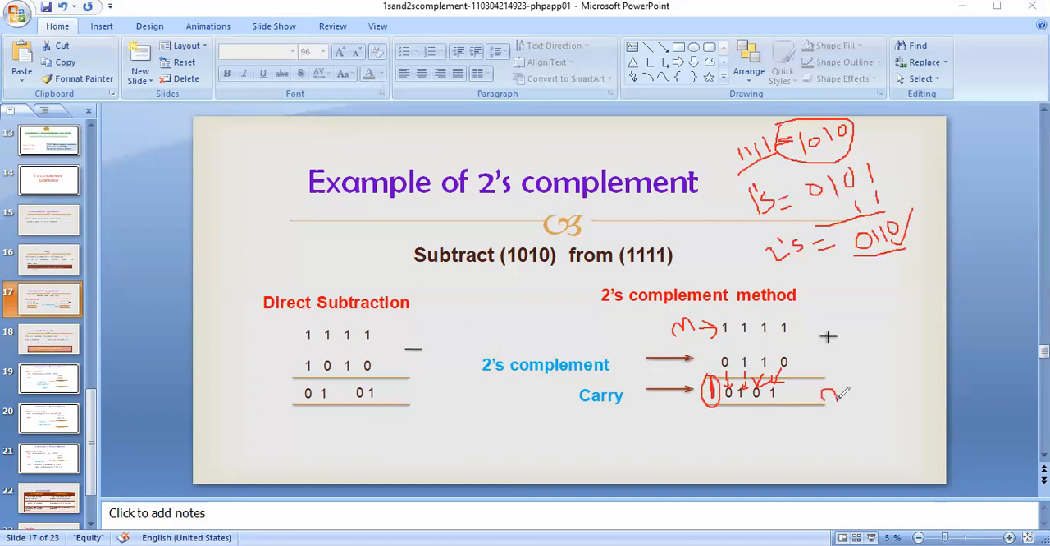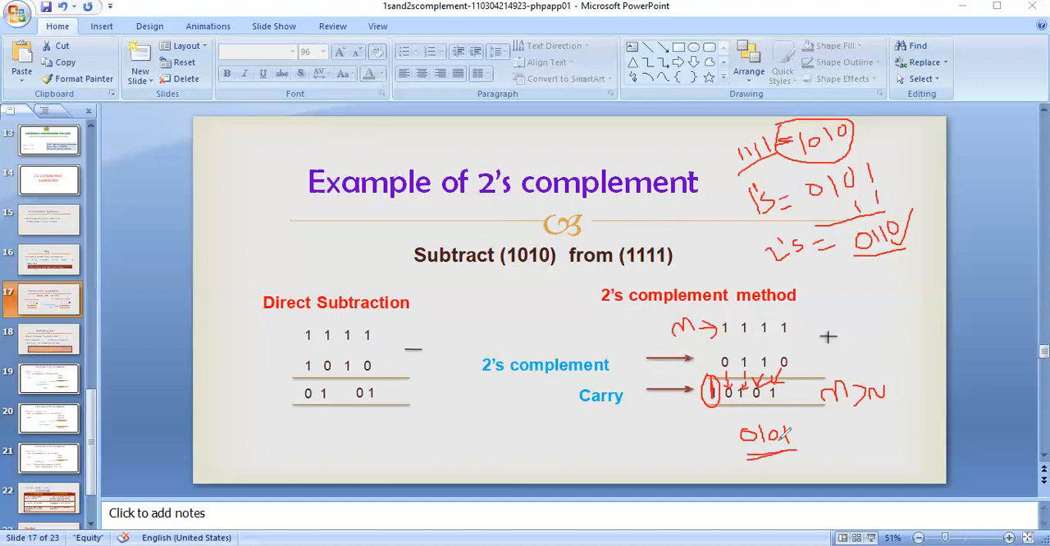If there is an end carry in the result, that is the m greater than n condition. In the 2's complement method, which is nothing but the r's complement method, we just discard or ignore that end carry. If we ignore that end carry, what will be the result? We have 0 1 0 1. This will be the final result.